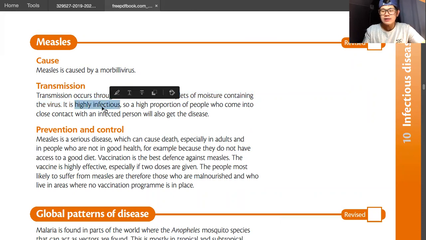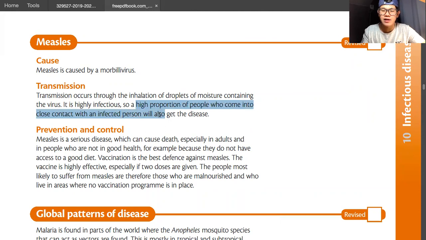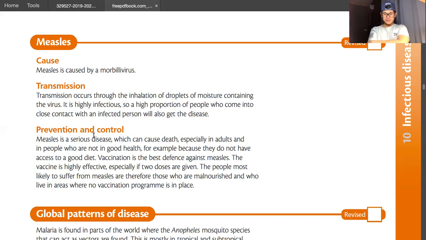So what is infectious? It means it spreads very, very easily. Okay, so that a high proportion of people who came into close contact with an infected person will also get the disease. Okay, so even being slightly near is enough to catch measles, because that's how strong and how fast the Morbillivirus is actually spreading. Okay, and how do we control it? How do we prevent it?